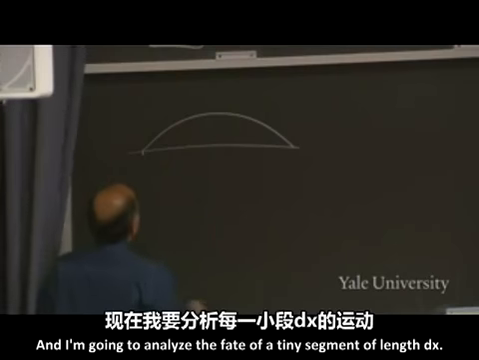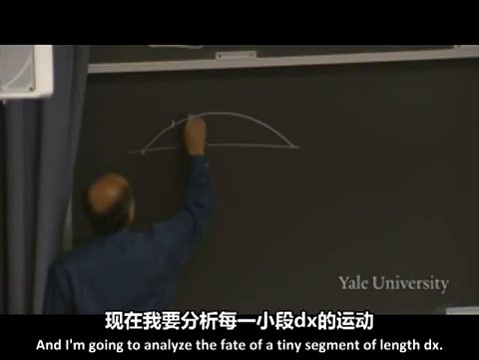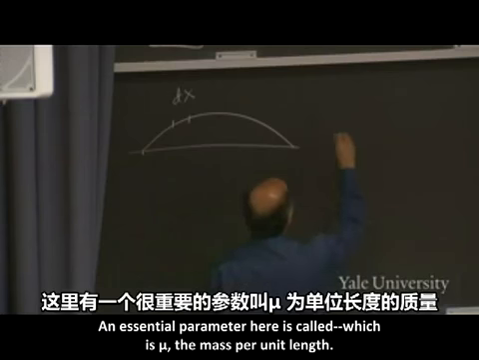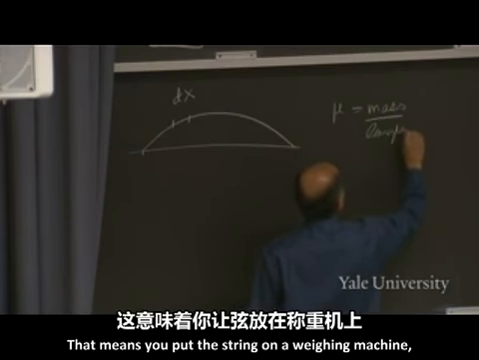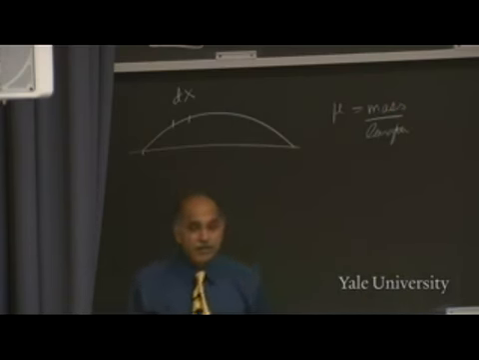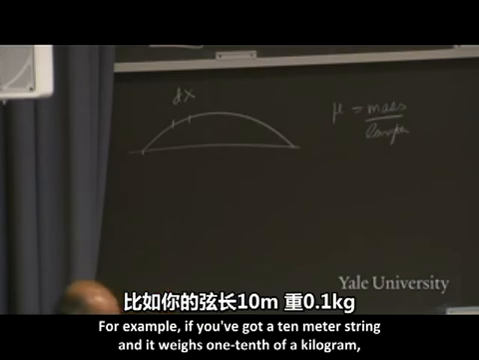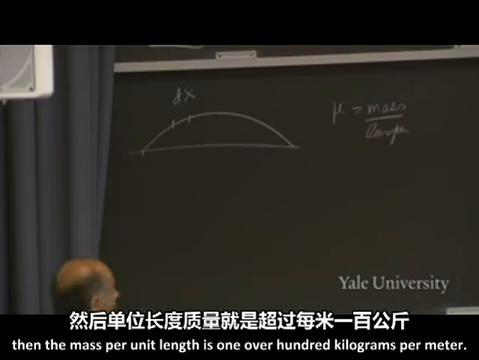And I'm going to analyze the fate of a tiny segment of length dx. An essential parameter here is called mu, which is the mass per unit length. That means you put the string on a weighing machine, you find the mass, and you divide by the length. For example, if you got a 10-meter string and it weighs 1/10 of a kilogram, then the mass per unit length is 1/100 kilograms per meter.